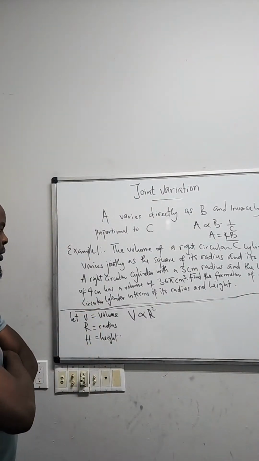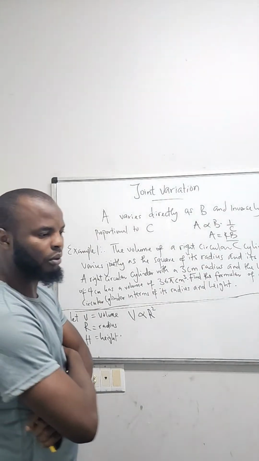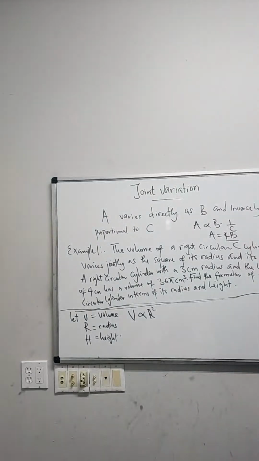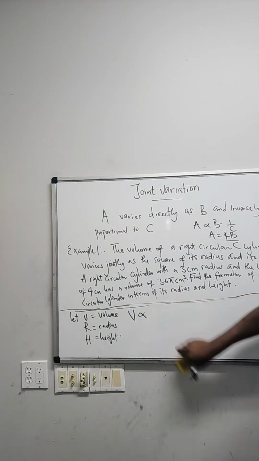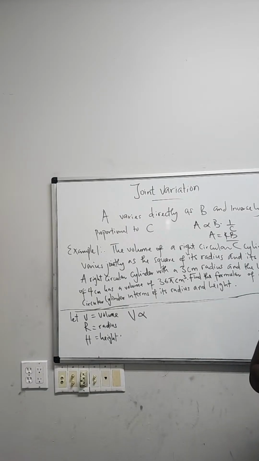Now, looking at this, varies jointly. We don't know. Do we have direct variation first? Let me break this down. Do we have direct variation? Do we have inverse variation? Varies jointly. So what do we do? So they have both inverse and direct. Both inverse and direct. Do you have an example there?